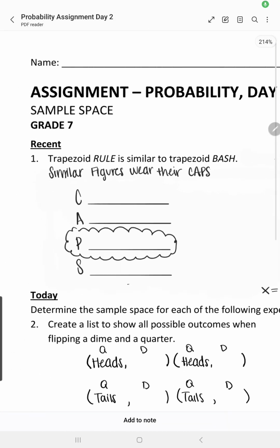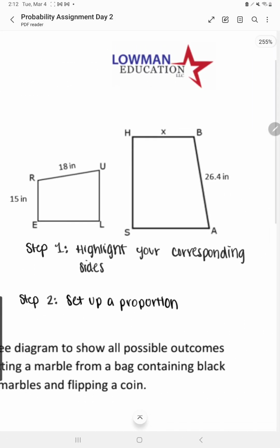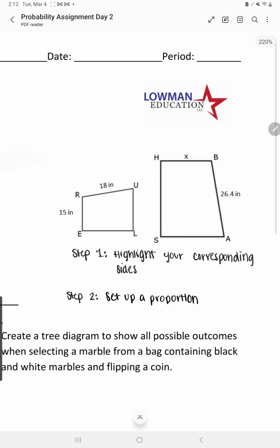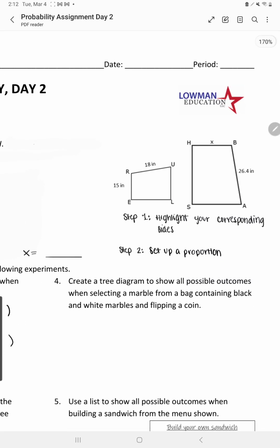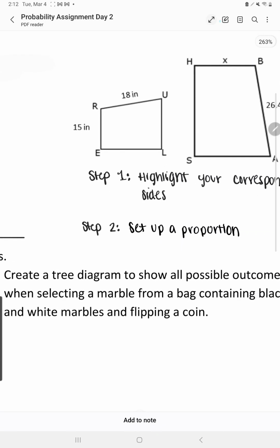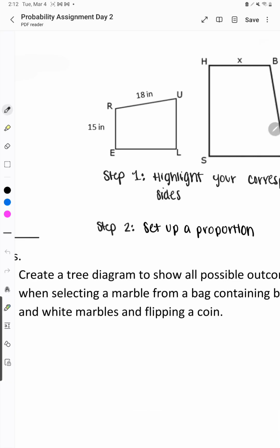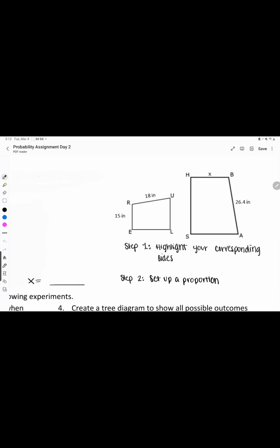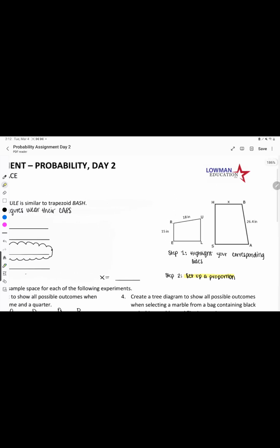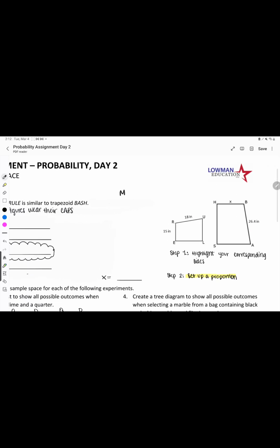Question number 1 is talking about two shapes right here, and one of them is missing a side. Now these are similar figures, and if you remember, when you have similar figures with a missing side, what do you set up? You set up a proportion. So when you have a missing side, you set up a proportion.